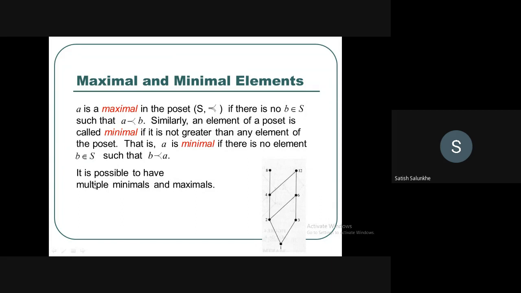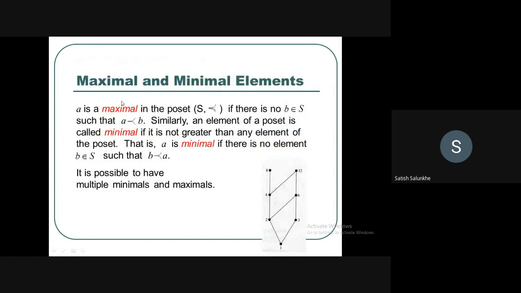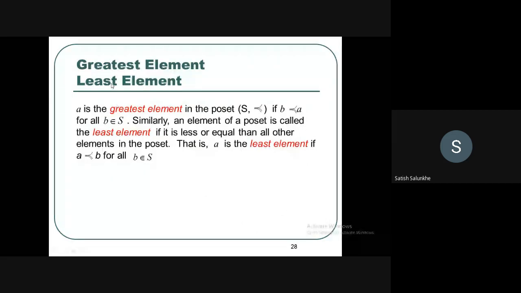It is possible to have multiple minimal and maximal elements. In this case, you have two maximal elements and one minimal element. So these are the two keywords you should know, maximal and minimal. Maximal means an element which is not related with anyone. Minimal means that element to which no other element is related. That's it. So what is the greatest element and the least element?